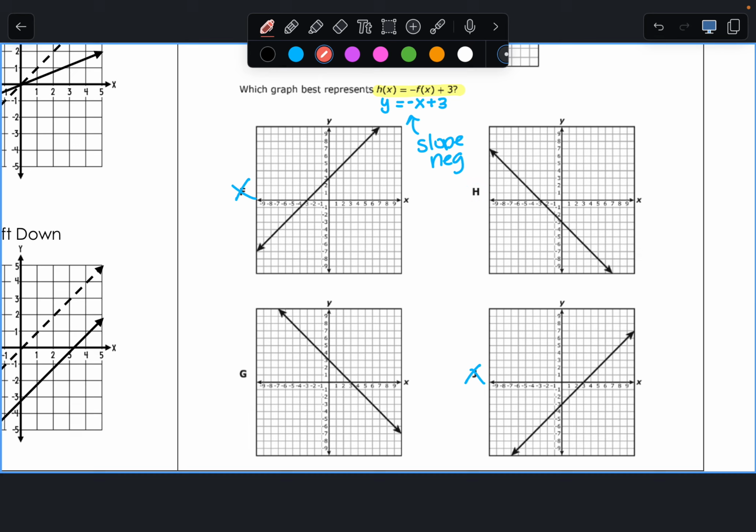You're right. The y-intercept is a positive 3, not a negative 3, so your answer is G. I'm so sorry. Thank you.